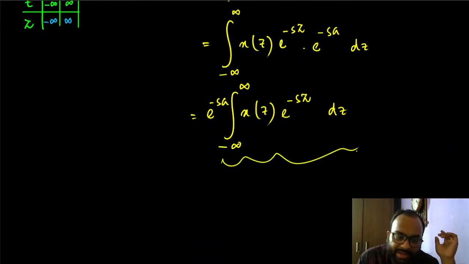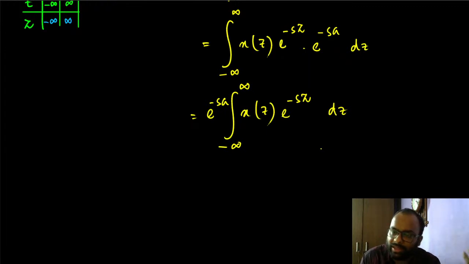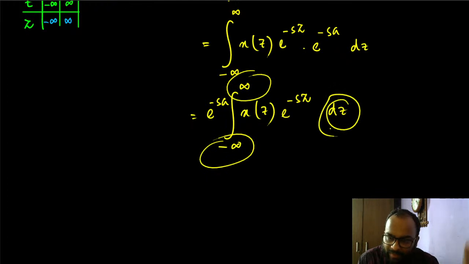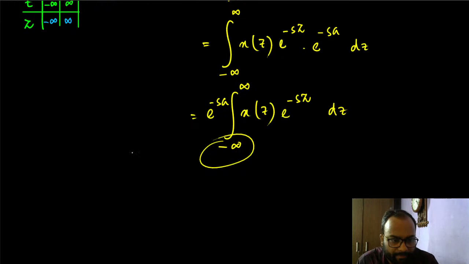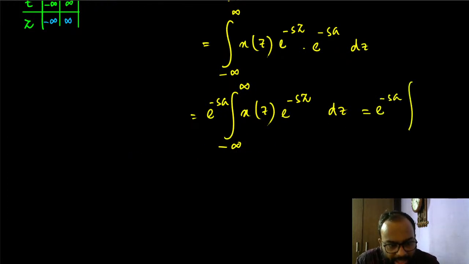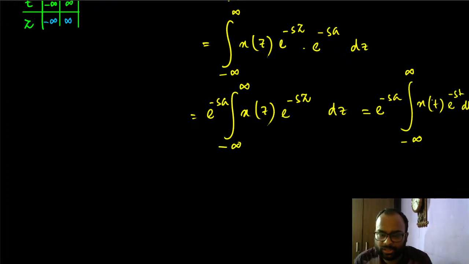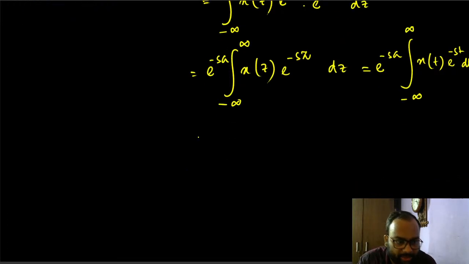And you see, this is the very definition of the Laplace transform, because we can now do a trivial substitution and replace z with any other name, because this is a definite integral with respect to z. After doing this integration, z will not remain. So we have e to the power minus sa, integration from negative infinity to positive infinity of x(t) e to the power minus st dt. We just replace the name here. We are familiar with this kind of thing, right?